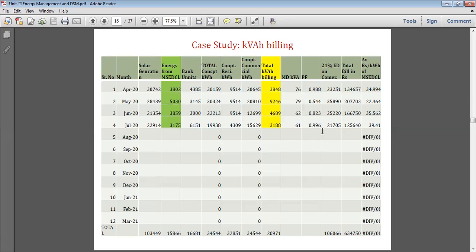Now here the power factor is maintained at 0.996, so it is very close to unity. So you will find that there is not much difference, hardly 6 to 7 units difference, between the actual active energy consumed by the consumer and the apparent energy or kVAH consumed by the consumer. So this is the way, if you have an improved power factor, we can maintain the kVAH at a smaller value of maximum demand. The maximum demand will be the smaller one.